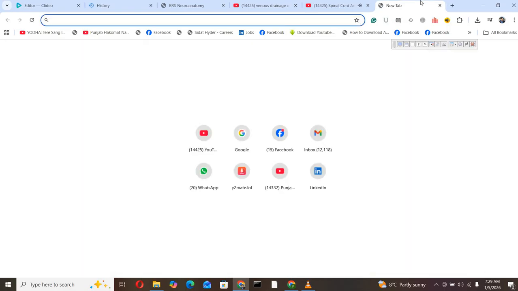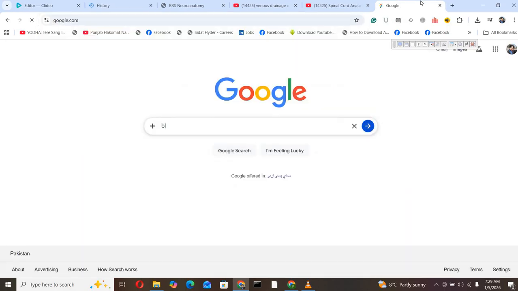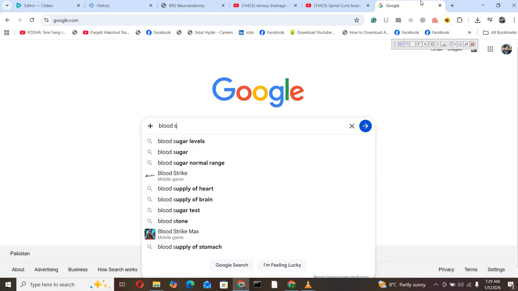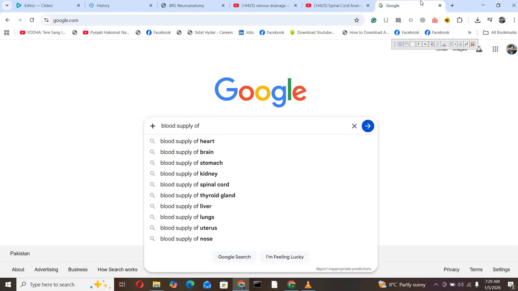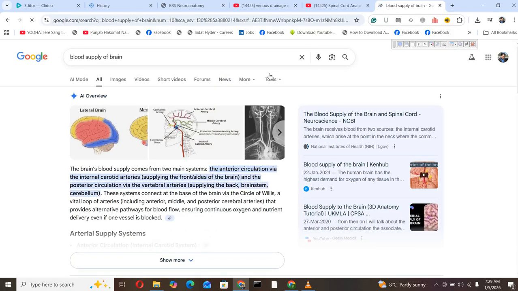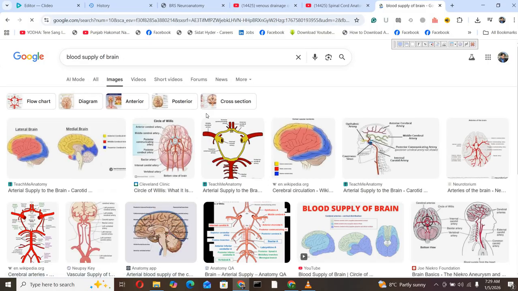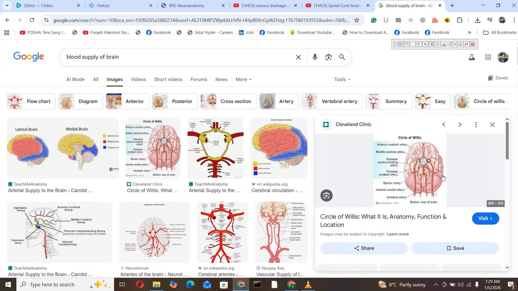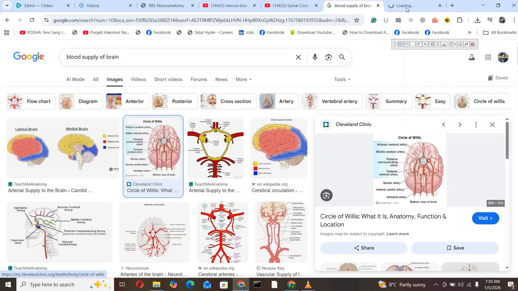So it was the blood supply of the brain. Let's have a better understanding of the blood supply of the brain. Circle of Willis, blood supply of brain.